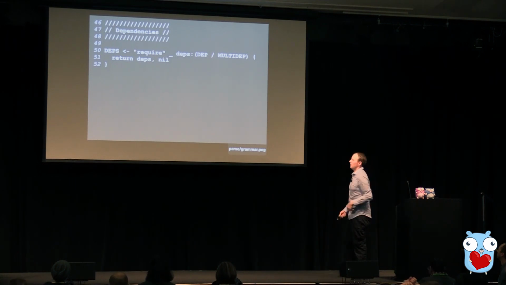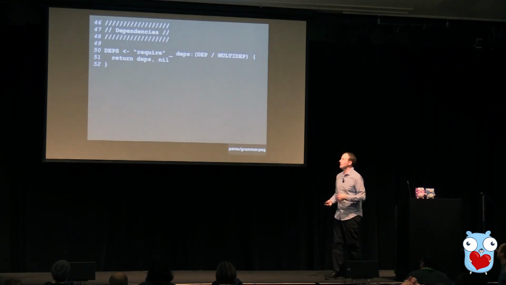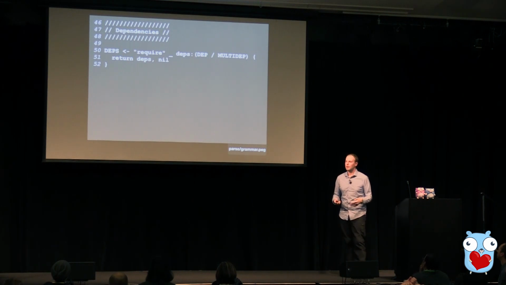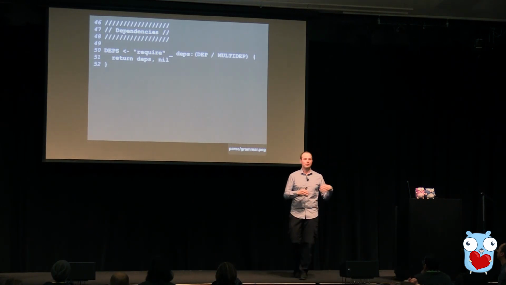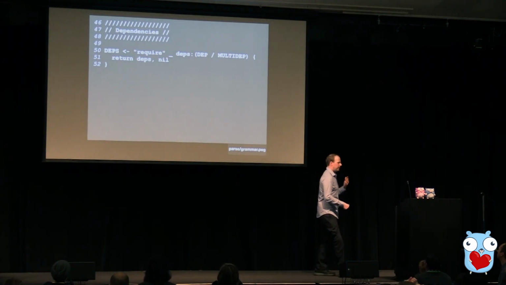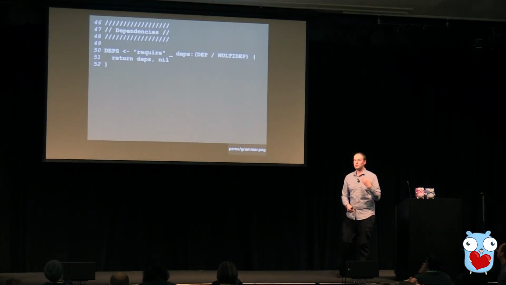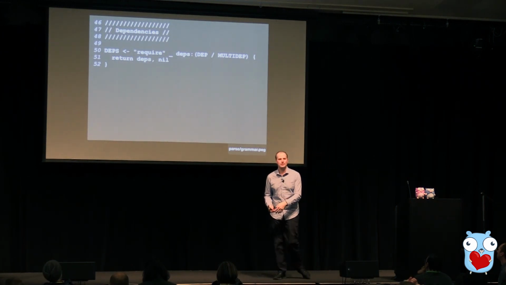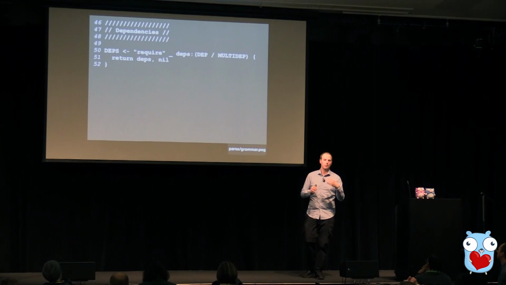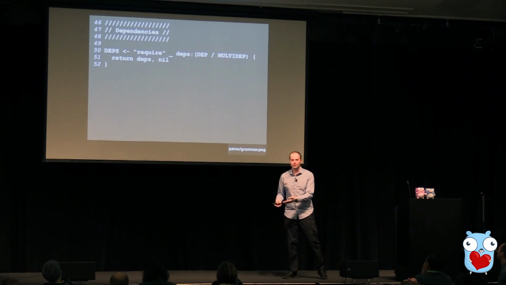So we're going to say that our dependencies rule is now the word require followed by an ordered choice. And pegs have an ordered choice in that this rule here will first try that dep rule, and if it's unable to match a single dependency, it's going to unwind, go back to this point, and then it's going to try the multi-dep rule.